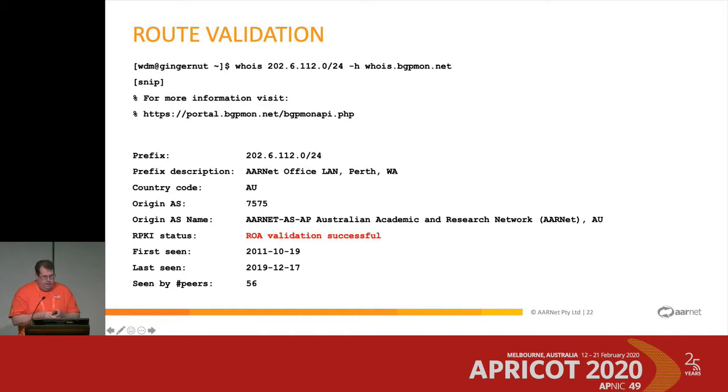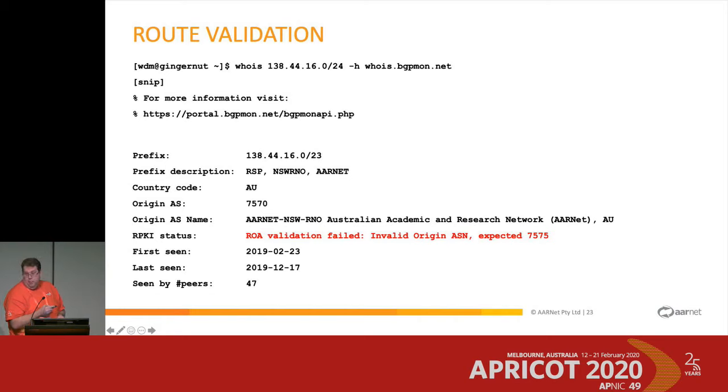Now, route validation, we've seen this before, but there are tools out there to help you. This one is being deprecated, I'll admit it. BGPmon was bought by Cisco, so I'm not sure what they're going to turn it into, but it has a message saying it may be going away. But if you look here, the ROA was successfully applied and valid. That's a good thing.